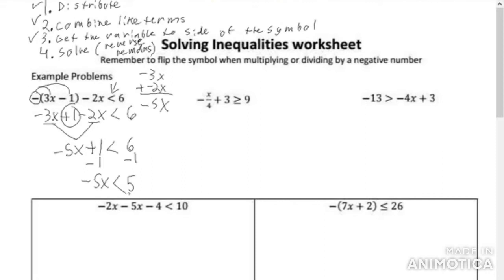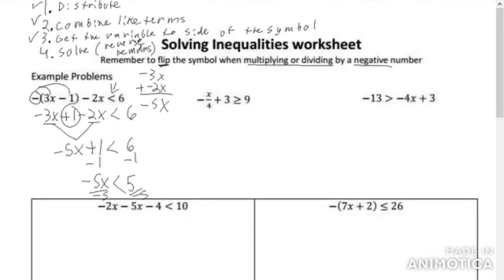My last step, I need to either multiply or divide. I have negative 5 times x. That means I need to divide by 5. Not just 5, but negative 5 to both sides. Now, remember, flip the symbol when multiplying or dividing by a negative number.